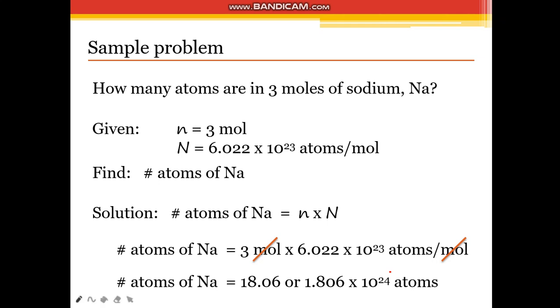18.06 × 10^23. Or, if you are going to follow the significant figures given to us, you can move the decimal place 1 digit to the left, making it 1.806, but take note that you must add 1 to the superscript. So instead of 10^23, it will now become 10^24, since you moved 1 decimal place to the left.